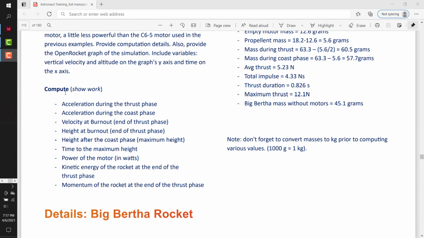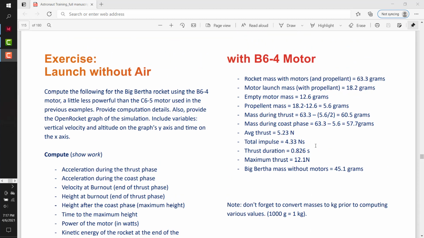So you'll compute acceleration during the thrust phase, acceleration during the coast phase, velocity at burnout, height after the coast phase, time to the maximum height, power of the motor, kinetic energy of the rocket at the end of the thrust phase, momentum of the rocket at the end of the thrust phase. And here are the parameters for the B6-4 motor.